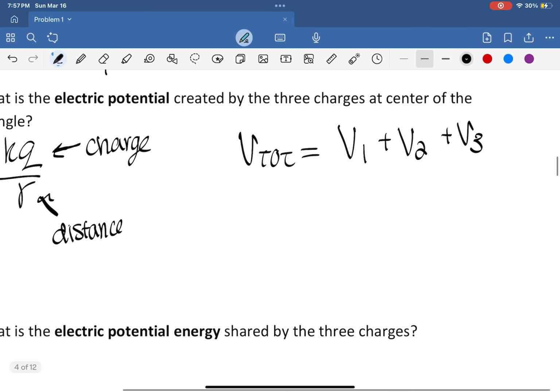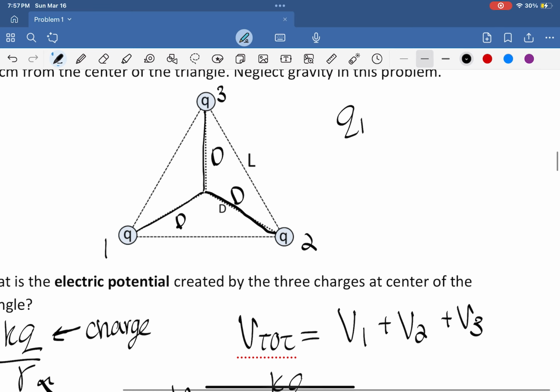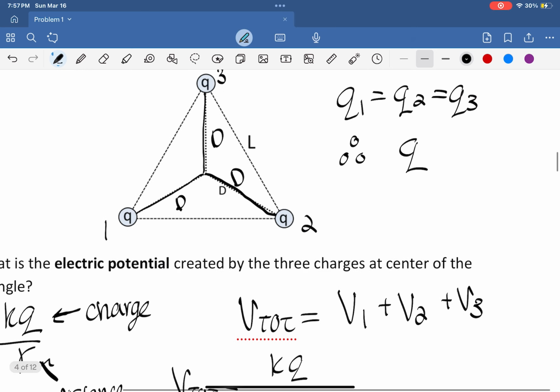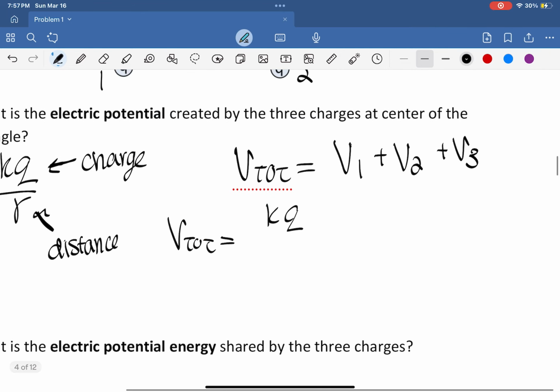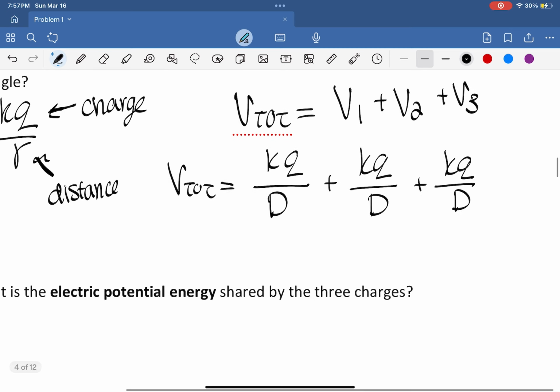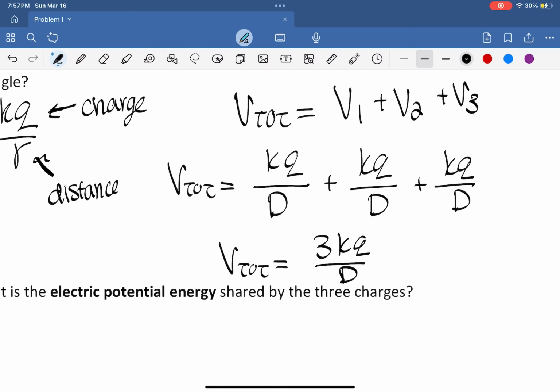Anyways, so V total equals KQ. Remember, Q1 equals Q2, which equals Q3, therefore we're just going to call it Q. So, divided by D, plus KQ divided by D, plus KQ divided by D. So V total equals 3KQ divided by D.